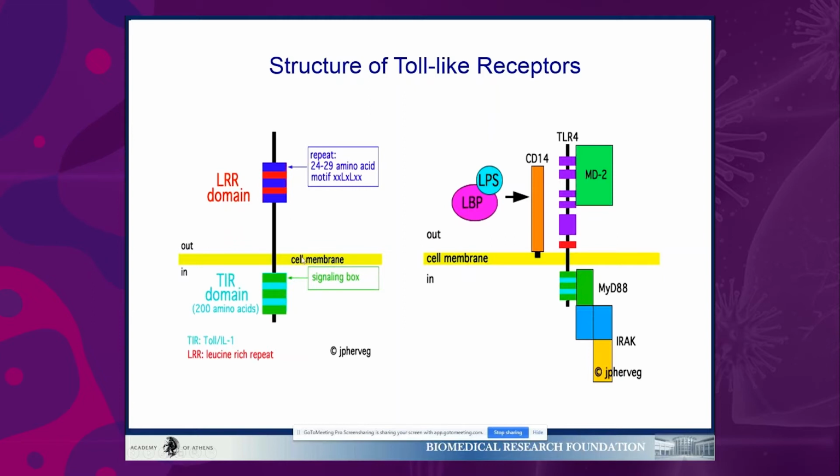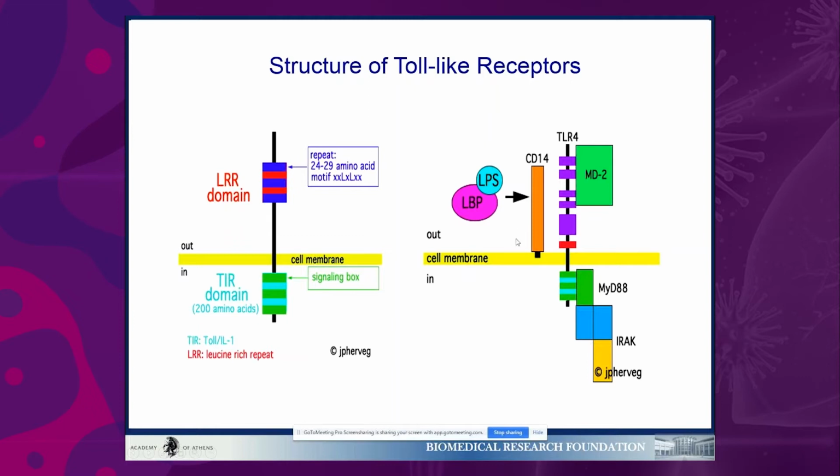Early on, when we had some information on the first Toll-like receptors, it was easy to go to the human genome data as it was coming out and look for molecules that have a transmembrane domain, a leucine-rich repeat, and a TIR domain, and that was the way by which all the other Toll-like receptors were identified.